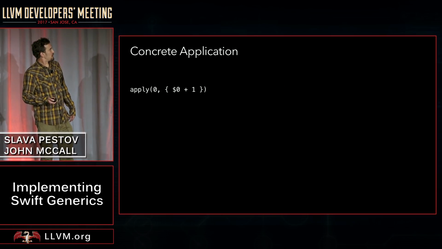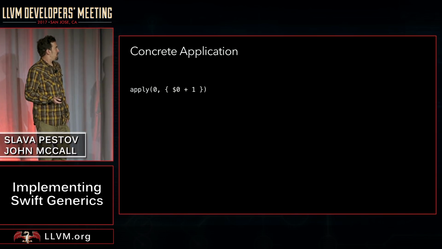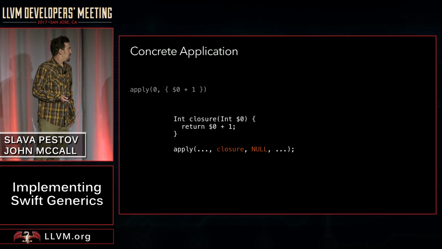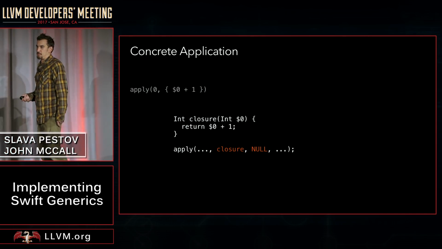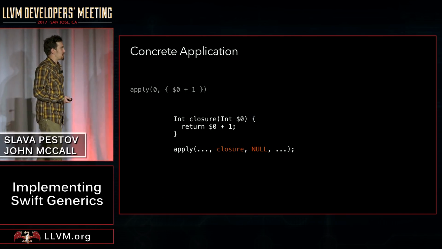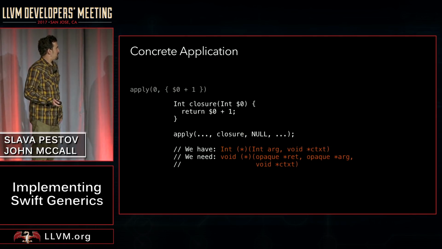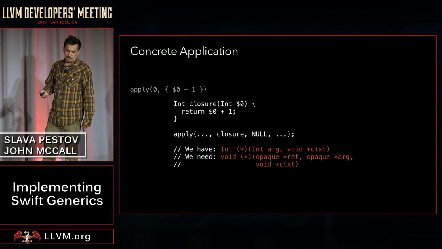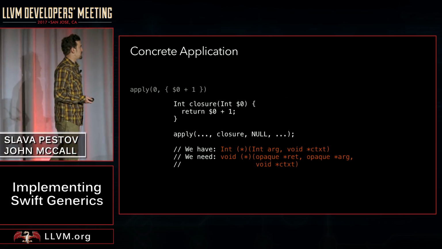But what happens when I call this with a concrete type? So I'm going to pass in an integer, and then I'm going to call a closure that increments the integer. So this closure only operates on concrete types, so it passes the input and the output directly in registers. And it doesn't capture any values, so we can use null as a context. Well, but the function pointer that we have to pass in takes the inputs and outputs indirectly, so clearly we're missing something here, and we can't just do this.